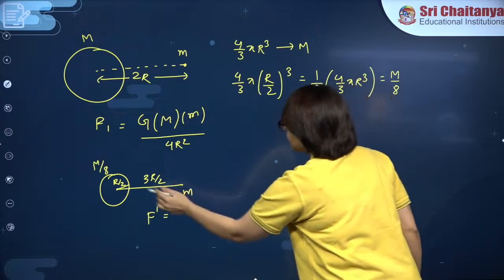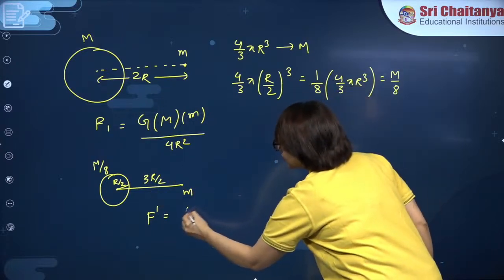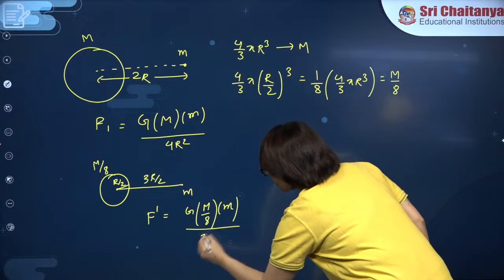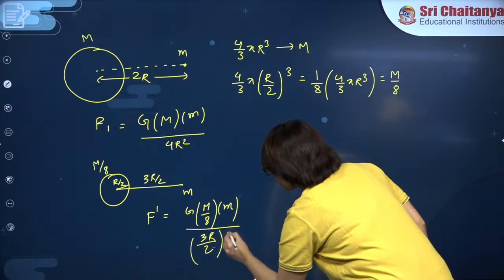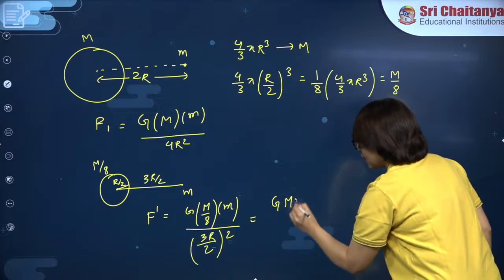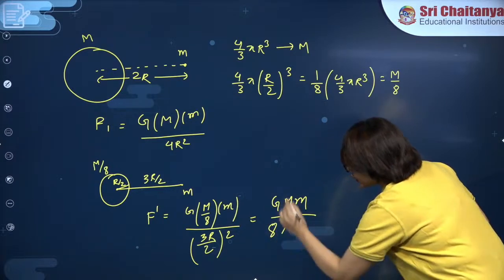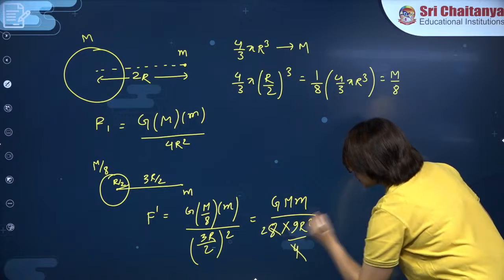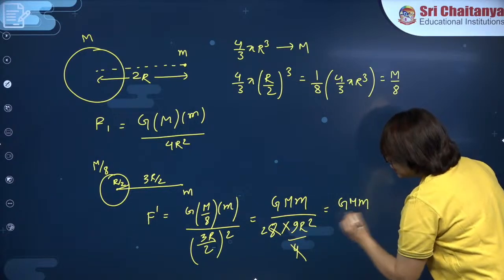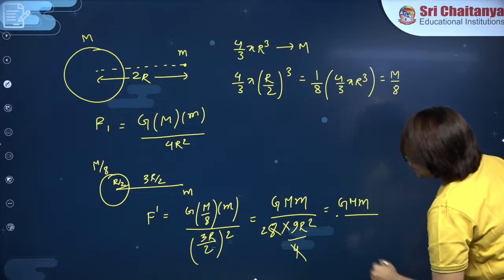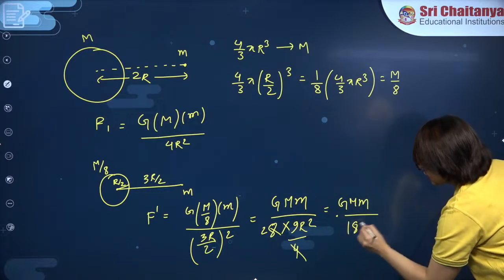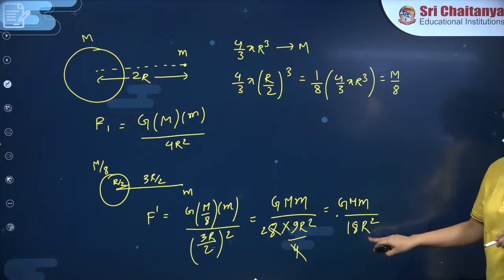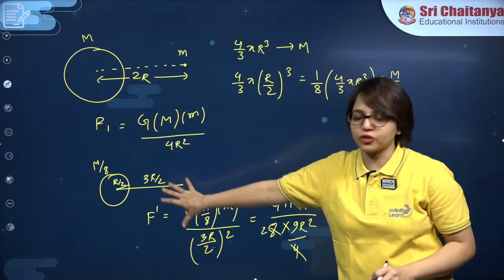So the force applied by the removed portion, F dash, is G m1 m2 divided by (3r by 2) whole square, which will be G mm into 8 divided by 8 into 9 r square by 4, which is G mm divided by 18 r square. Okay. So this is the force exerted by the removed portion.